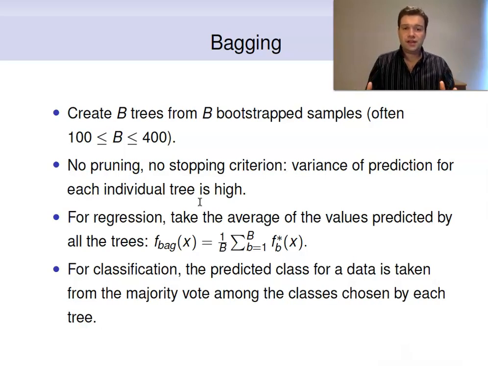Okay, we use this technique. With this technique, we are going to be able to construct B trees. B, most of the time, is between 100 and 400. For these trees, I say it once more, we are not going to prune anything. No pruning technique, no stopping criterion.